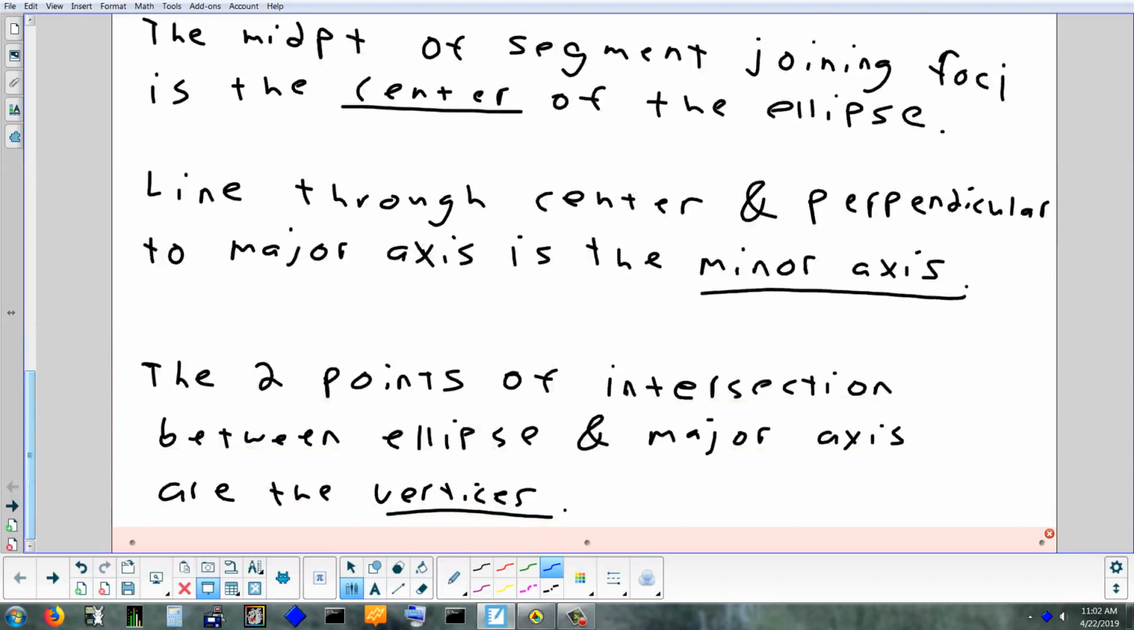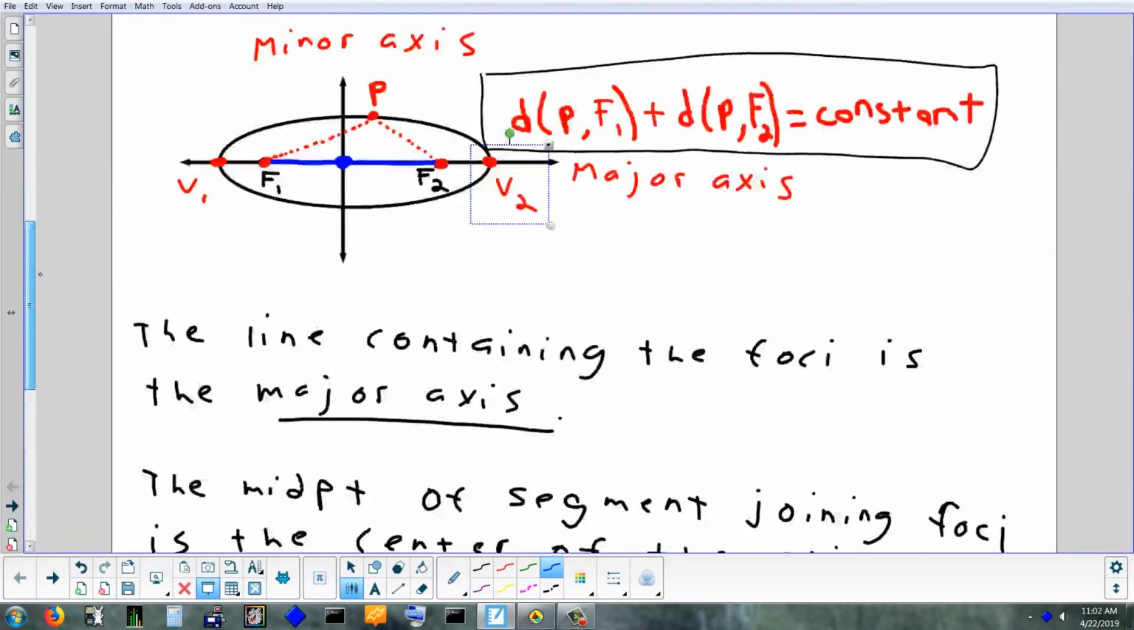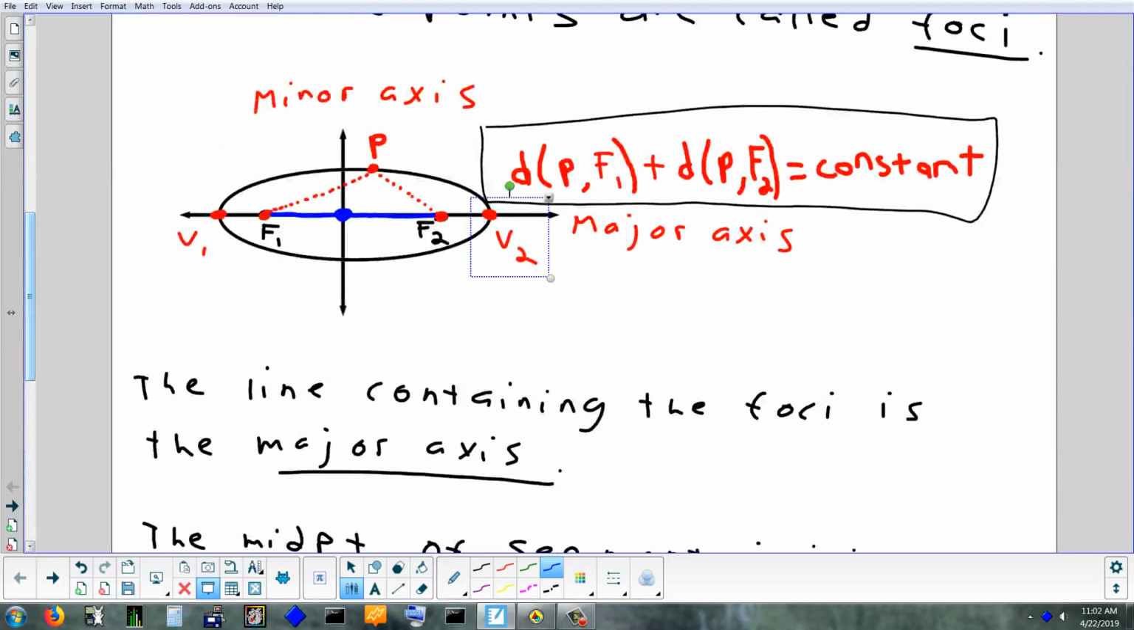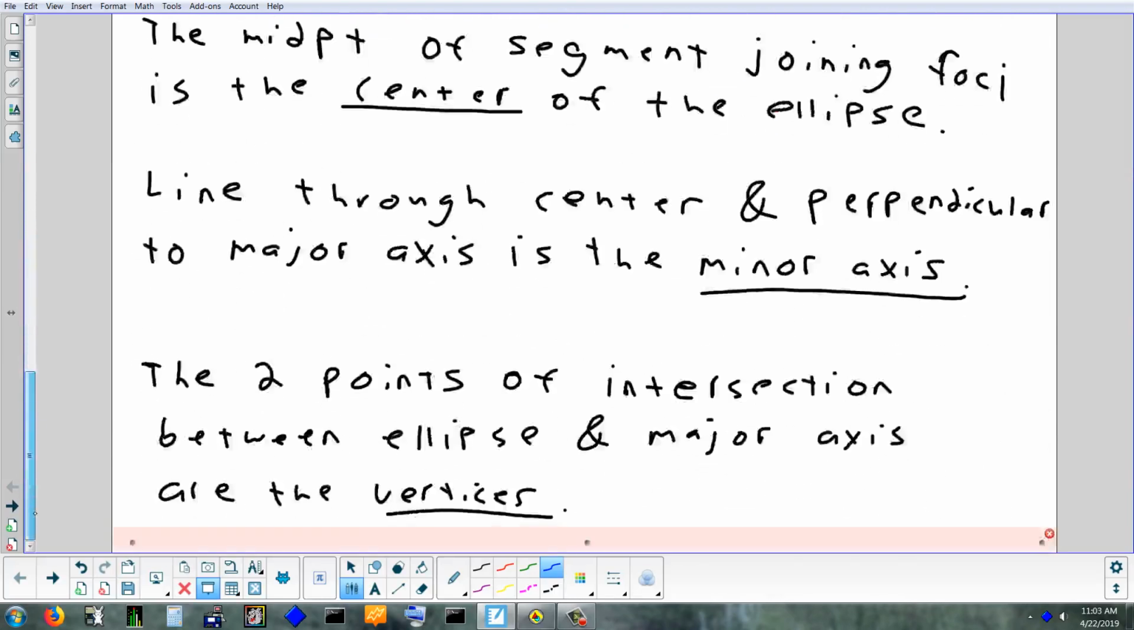Now, if you look where your major axis intersects the ellipse, where the major axis hits the perimeter of the ellipse, those are your vertices, V1 and V2. That's where the major axis and the ellipse cross. There's no special name for where the minor axis and the ellipse cross. We'll talk a little bit more about that distance later on, but there is no special name for the point that I know.